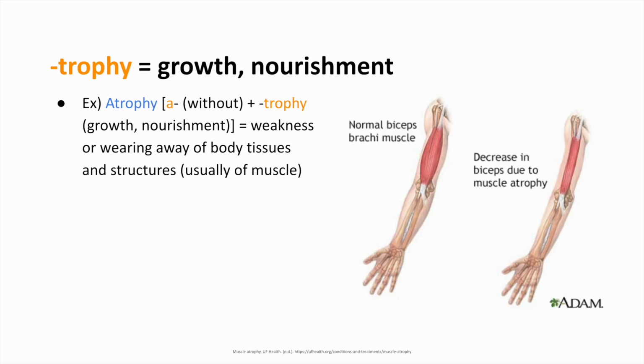Trophy is a suffix that means growth or nourishment. So atrophy: a, a prefix that means without, and trophy, the suffix. So atrophy means weakness or wearing away of body tissues and structures. But when you say atrophy, it usually refers to your muscle. We would say muscle atrophy.